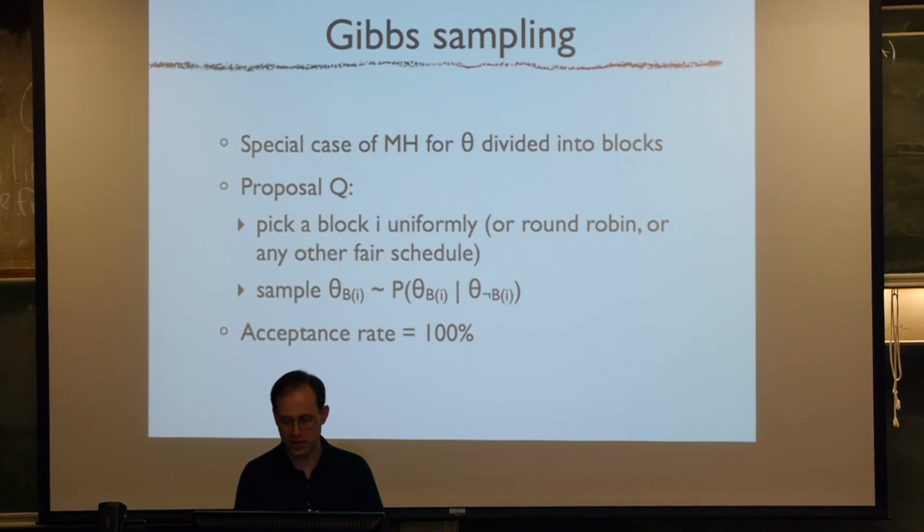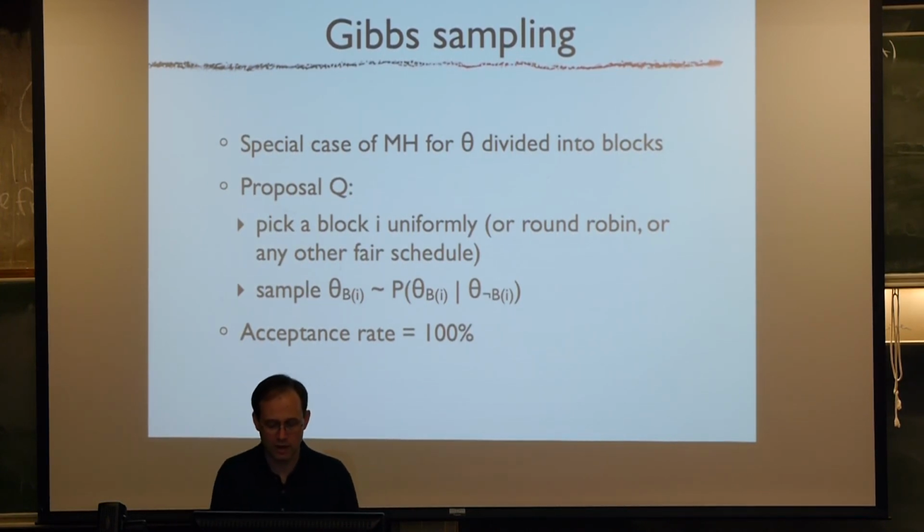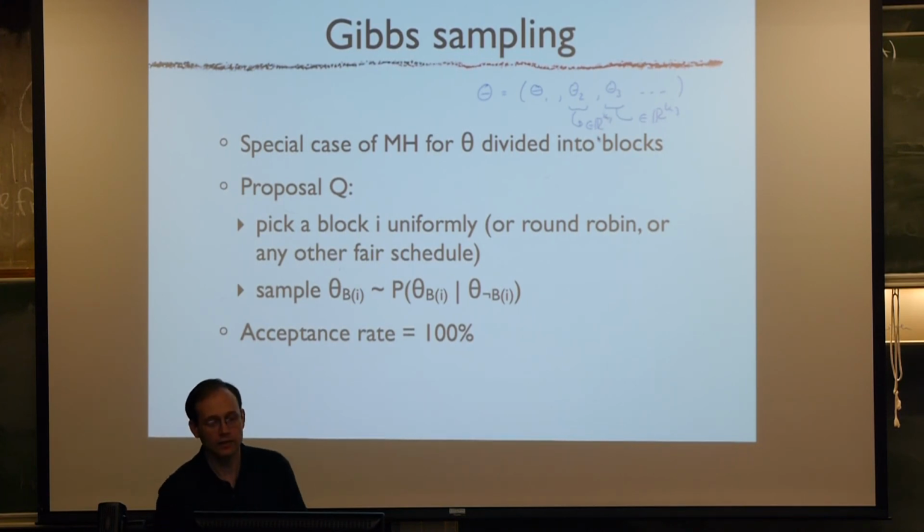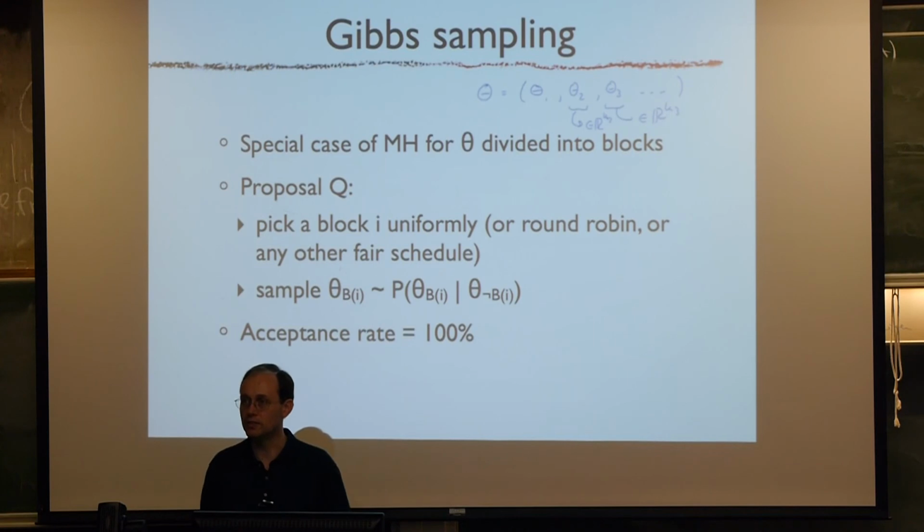So the last thing that I wanted to mention is a special case of Metropolis Hastings, which is often used in practice, and it's called Gibbs sampling. The way it works is that you have a parameter vector theta, and it's equal to theta 1, theta 2, theta 3, and so forth, where each theta 3 is a whole block, in R K3, and this one here is in R K2. So the idea is you've got a parameter vector divided into blocks of parameters.